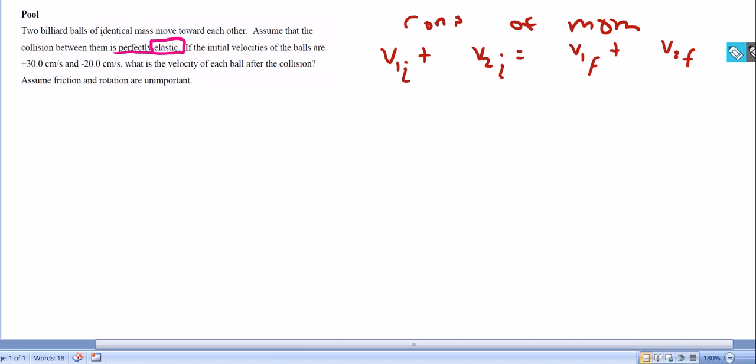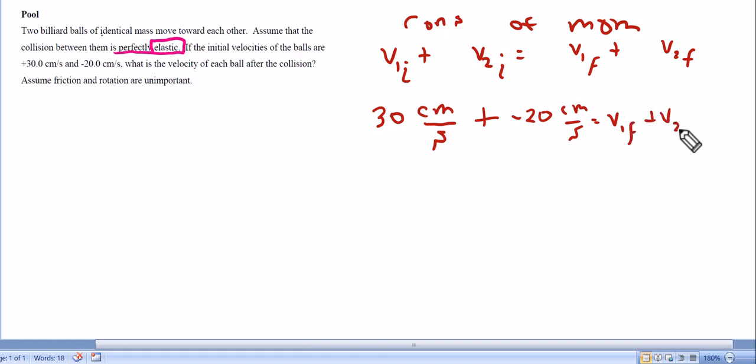Now let's write in these numbers that were given. V1 initial was a positive 30 centimeters per second, and I'm going to leave it as that because I'm not going to deal with anything else in this problem. You'll see what I mean in a bit. And then V2 initial was negative 20. 30 minus 20 is 10. So I have V1 final plus V2 final is equal to 10 centimeters per second.